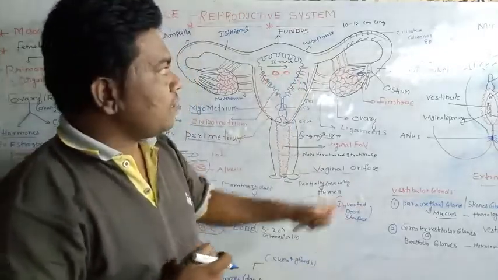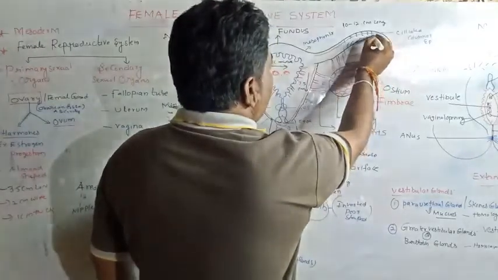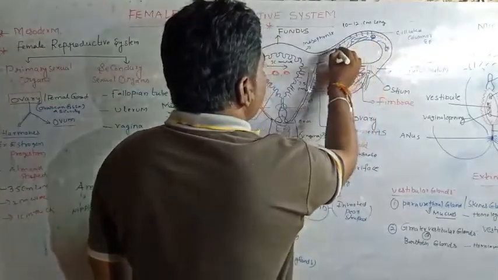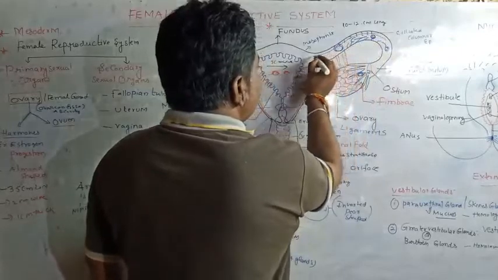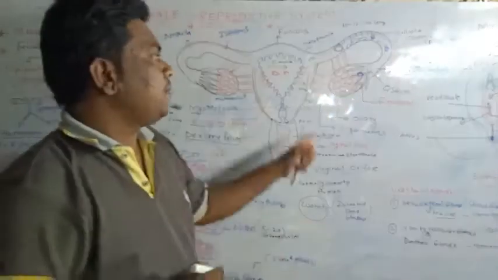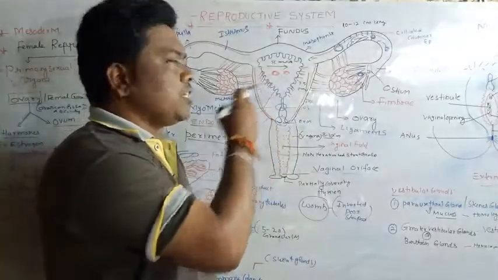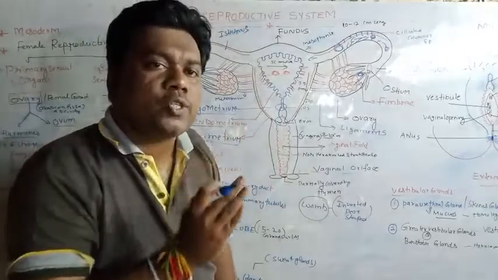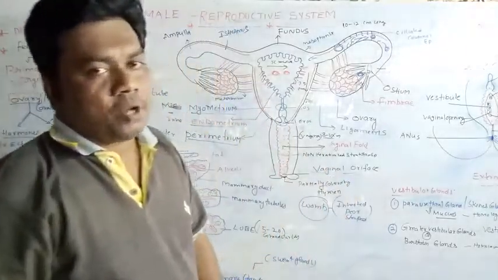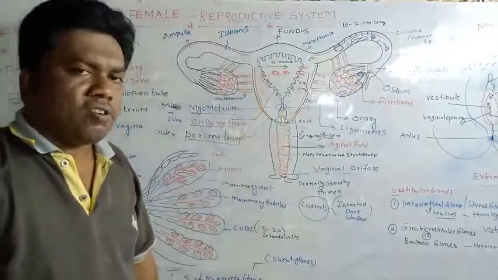After fertilization, the zygote is converted into a morula, and the morula is converted into a blastocyst. That blastocyst comes into the uterus and then attaches to the uterine wall. That process is called implantation. This is very important, and it is regarding the uterus.